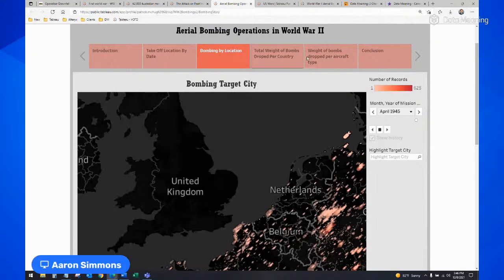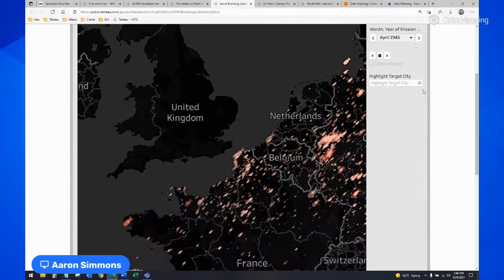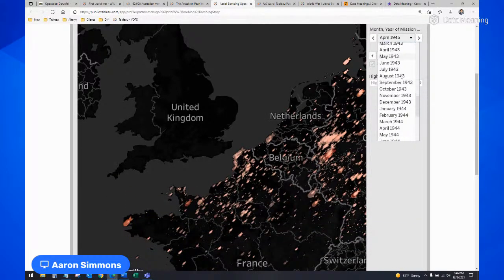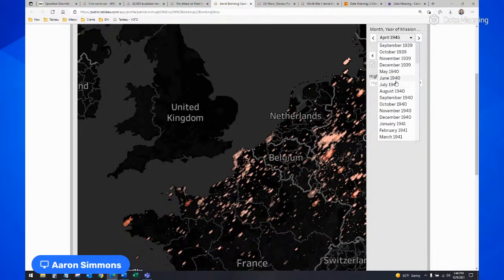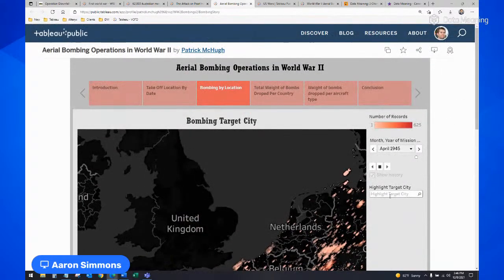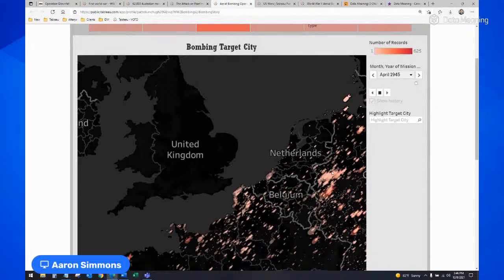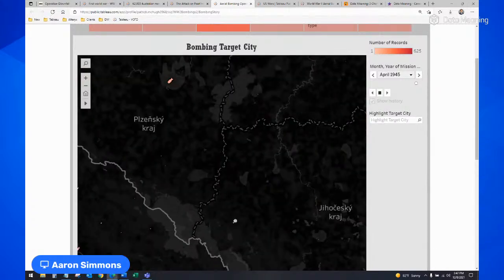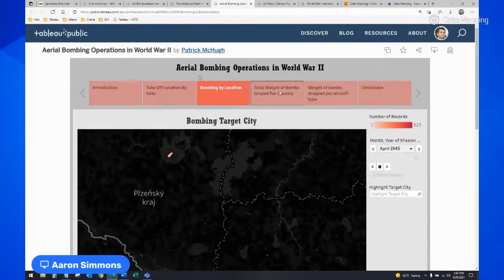They have the by location. So they've got this map here, and you can change it. It doesn't really work real well, so I'm not gonna change that. But you can play it. You can look at a target city. You can zoom in on any of this stuff too, if you wanted to look at what's going on here. What big cities are in this area? Interesting. So I like that.